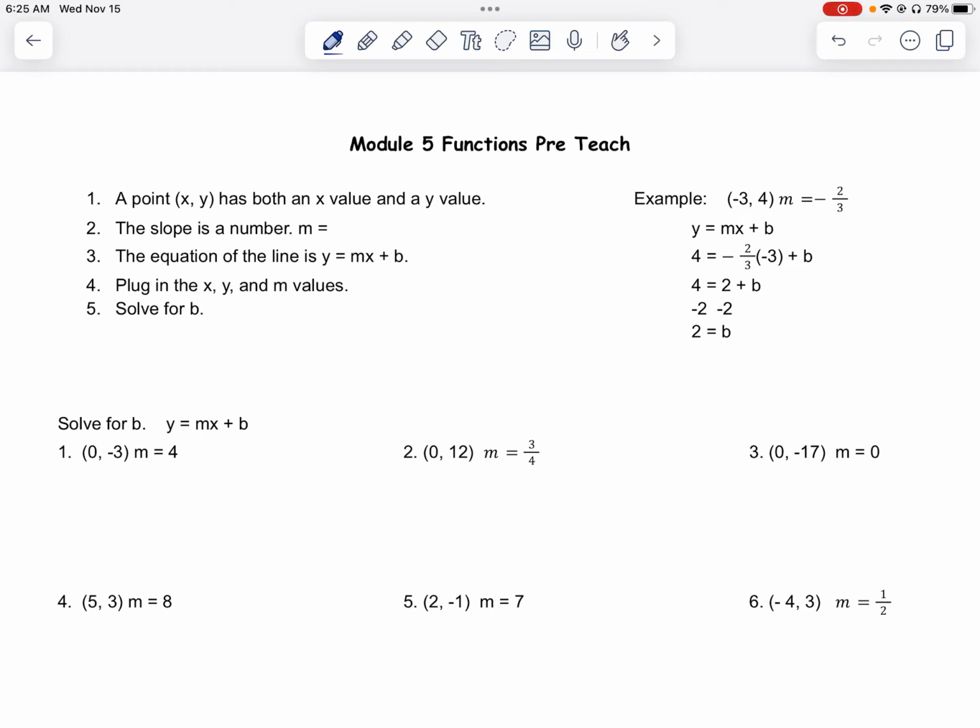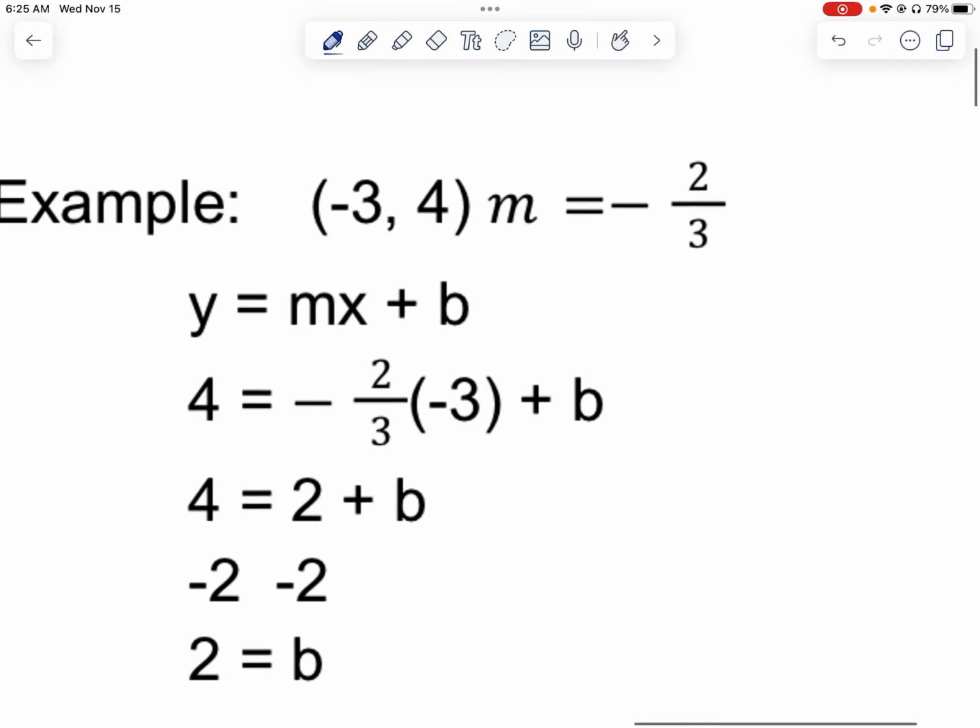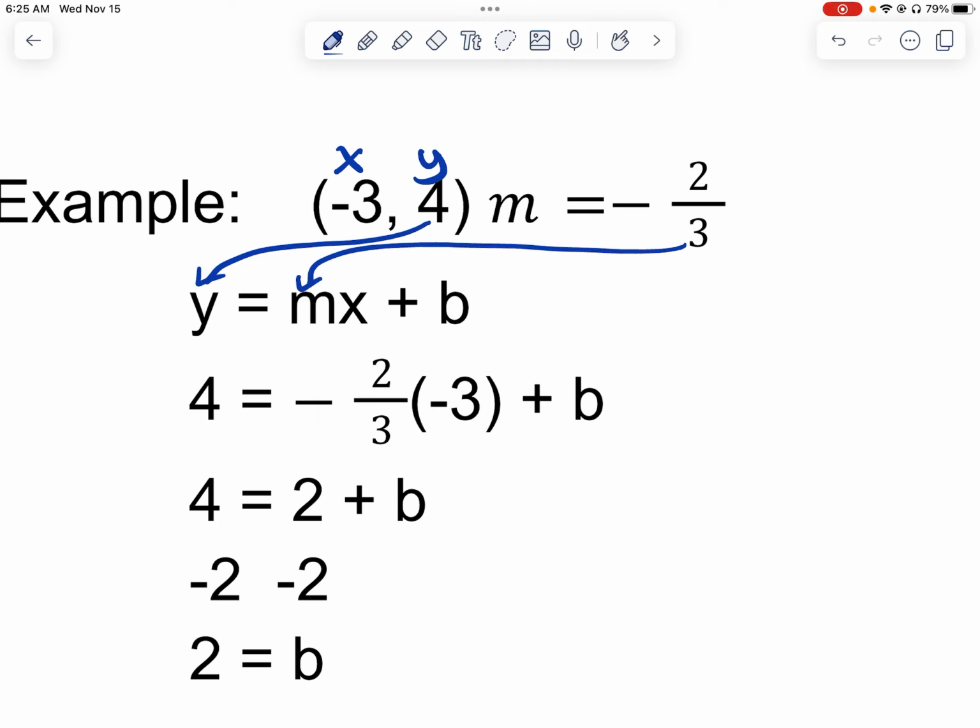We are going to plug in an x, plug in a y and the m value, and solve for b. So over here on this side, remembering that this is our x, this is our y, we're going to replace the y value, replace the m value, and replace the x value.